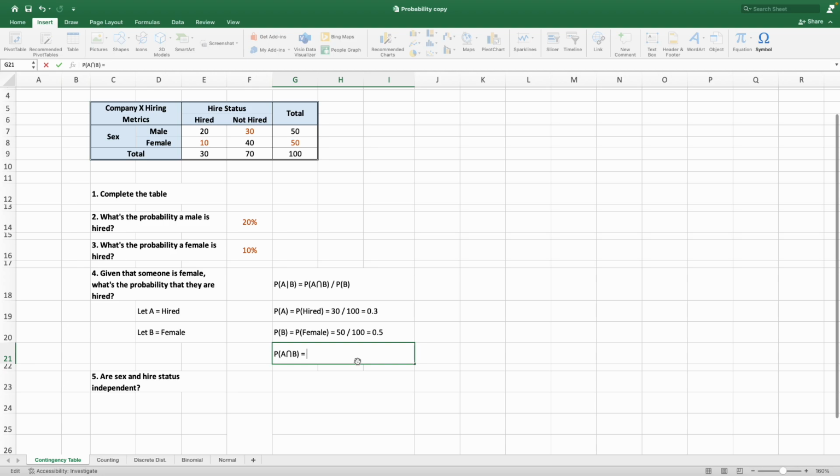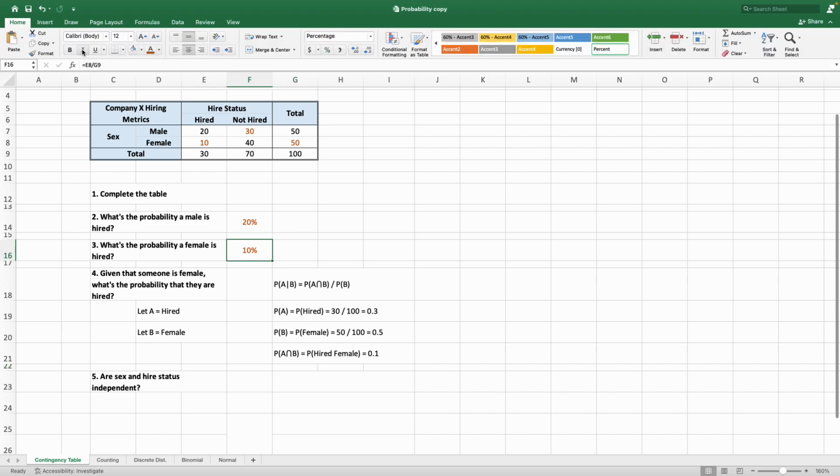would be equal to the probability of a hired female, which we already calculated was 0.1. We calculated it right here. What's the probability a female is hired? That would just be the probability of hired female, which in this case is the intersection of events A and B.